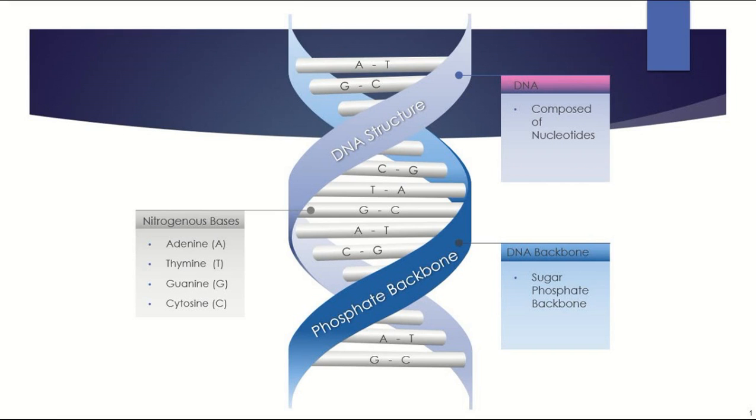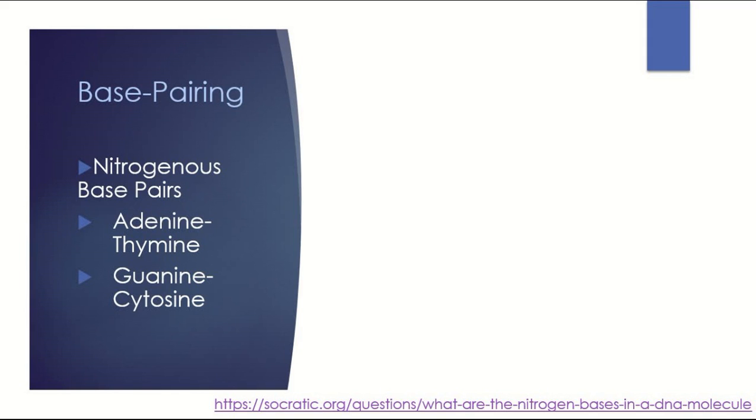The nitrogenous bases that make up the central part of DNA are adenine, thymine, guanine, and cytosine. In the DNA graphic, you will see that there are specific pairings between these bases that I will now go over. In DNA, the base adenine will always pair with thymine and guanine will always pair with cytosine to form the central part of DNA.